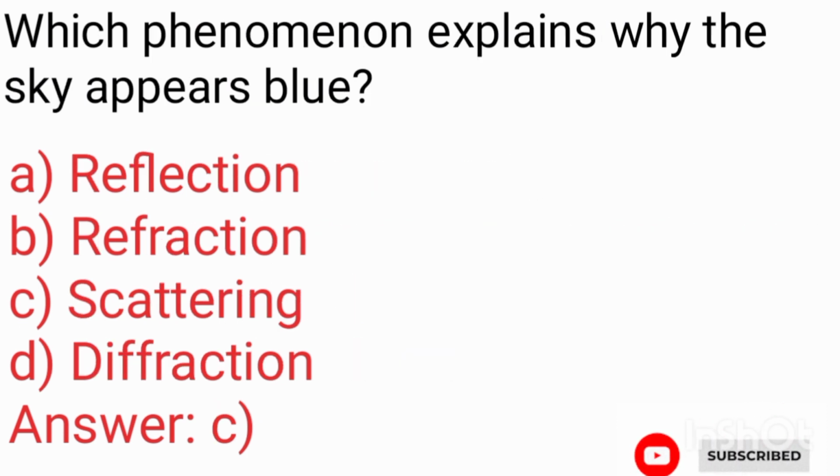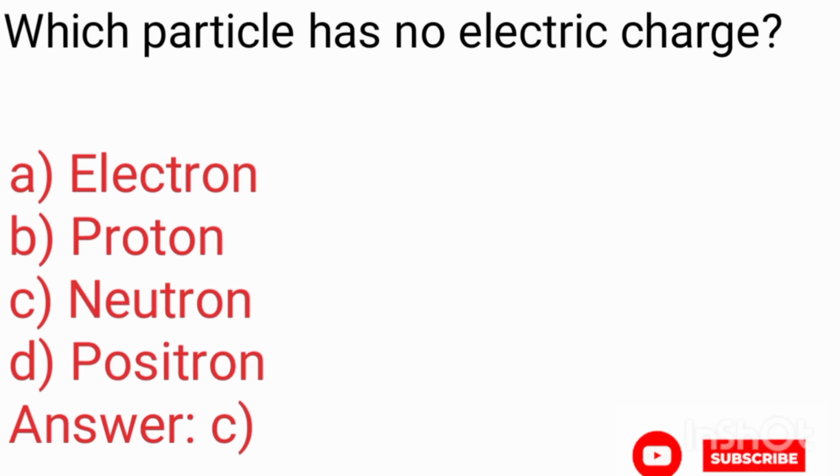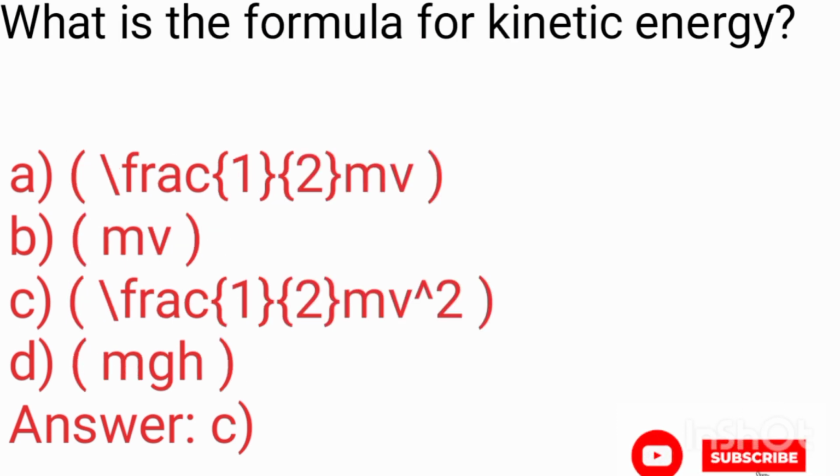Which phenomenon explains why the sky appears blue? Scattering. Option number C is correct. Which particle has no electric charge? Neutron. Neutron has no electric charge. What is the formula for kinetic energy? Option number C is correct.